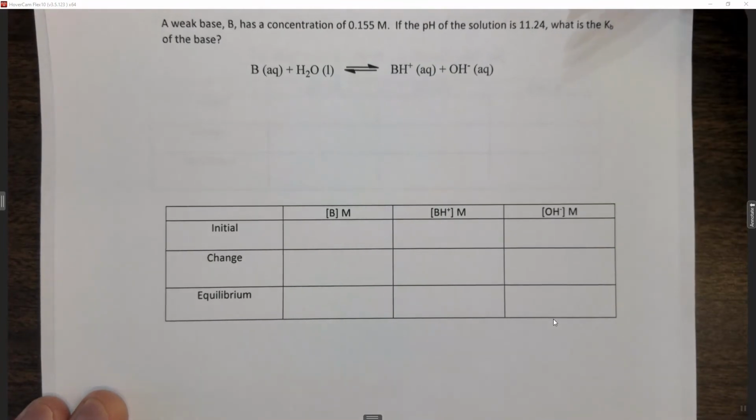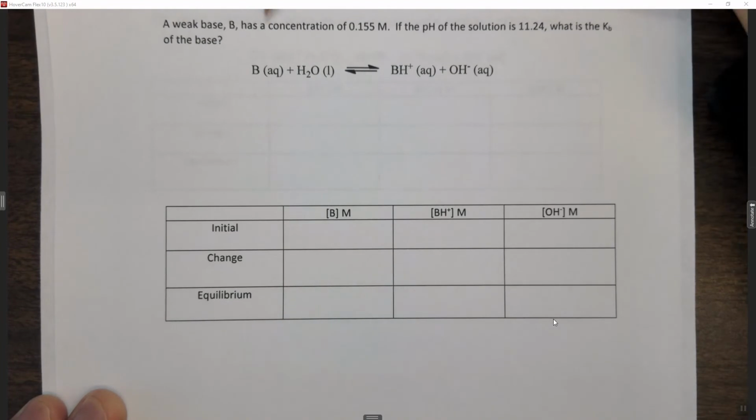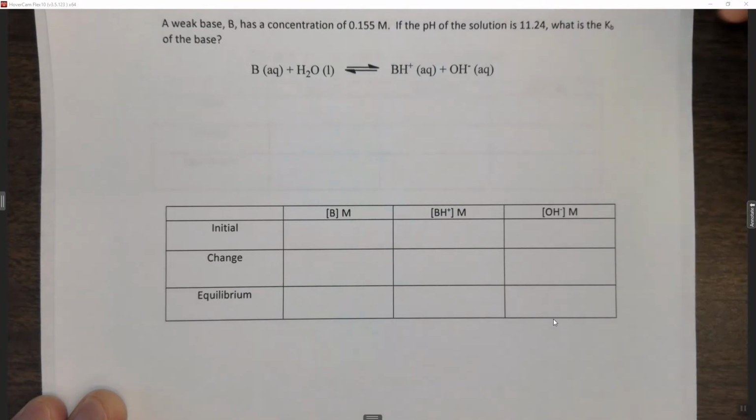All right, so we already went over a similar problem with an acid a few questions ago, but now there's one with a base. It says a weak base B has a concentration of 0.155 molar. If the pH of the solution is 11.24, what is the Kb of the weak base?